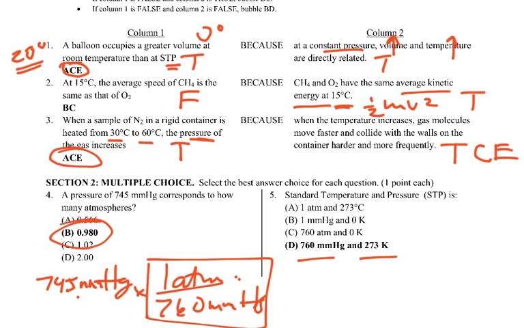So 760 millimeters of mercury, or it could have been 1 atmosphere or 101.3 kPa. Those are the numbers at the top of the page, and 0 degrees Celsius or 273 Kelvin. That is standard pressure. So this is kind of a memory question.